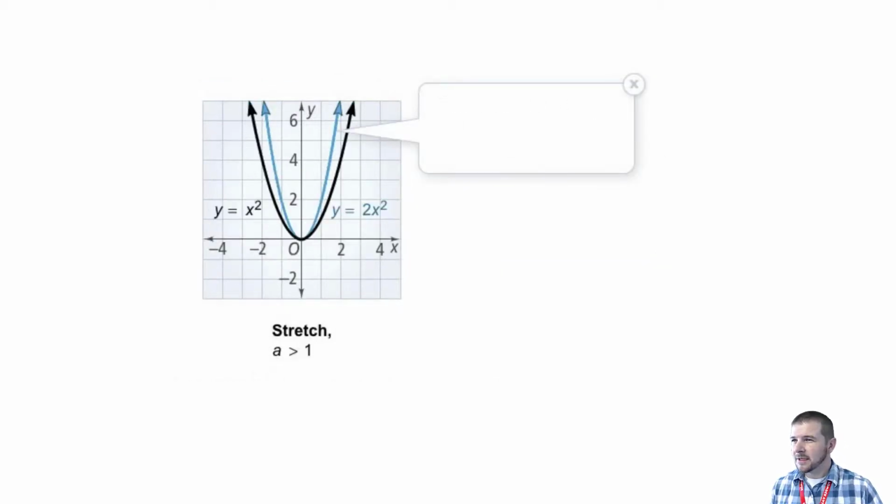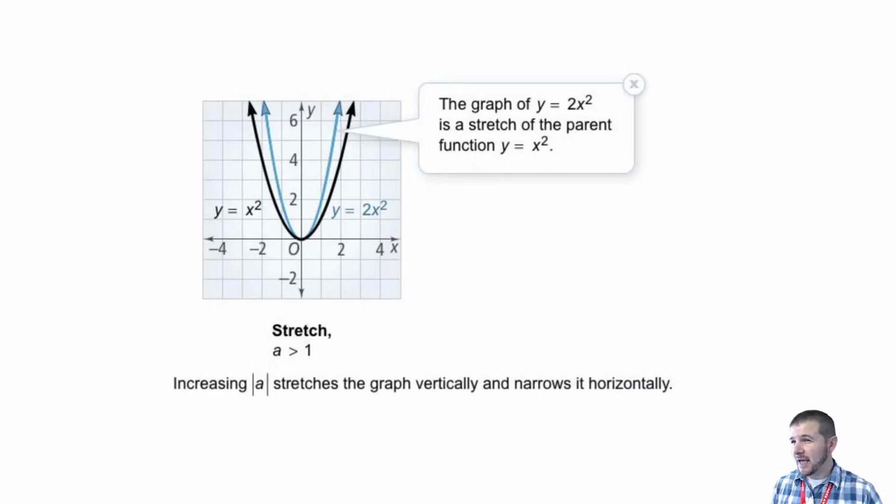Stretch. So if a is greater than 1, note the two graphs here. This time the parent function y equals x squared is graphed in black, and then the stretched version with a vertical stretch is shown here in blue. The graph of y equals 2x squared is a stretch, I'd add a vertical stretch, of the parent function y equals x squared. And as we can see at the bottom, increasing the absolute value of a stretches the graph vertically and narrows it horizontally.